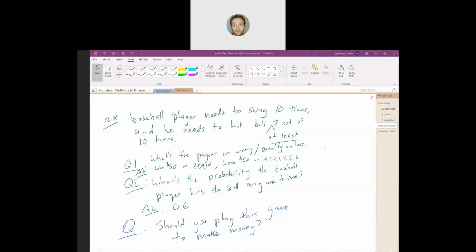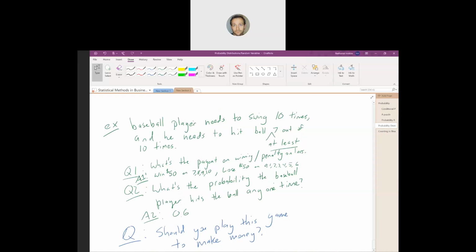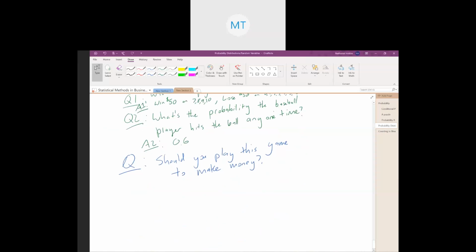Oh, you have an idea. Mateo, yeah, sure. What's your idea? So my idea is that it's not worth playing this game because I came up with an expected value of getting 6 hits. I got that by multiplying its rate of hitting the ball, 0.6, times 10 swings. Or you could just say each individual swing has an expected value of 0.6 hits, and then 10 times that is six hits.